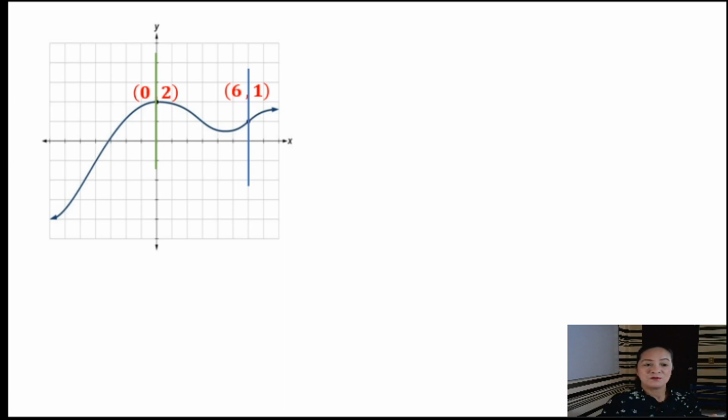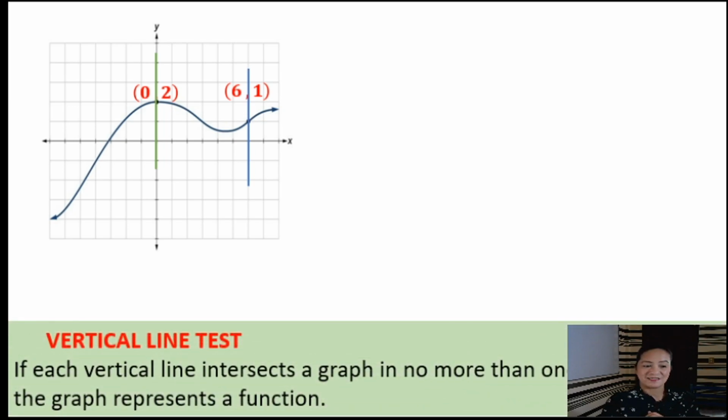So, we have the vertical line test. Ano yung sinasabi dun sa vertical line test? If each vertical line intersects the graph in no more than one point, then the graph represents a function. So, it should intersect the graph in no more than one point. Dapat one point lang.